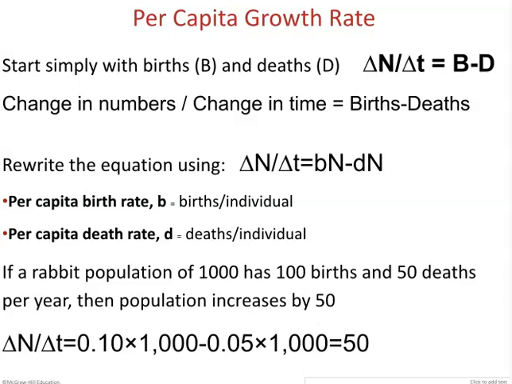The way we calculate this then is the change in number divided by the change in time, and it equals 0.1 times 1,000 minus 0.05, because 100 is 0.1, right? Of 1,000 times, to make 100 would be times 0.1. And then if we multiplied it times 0.05, we would get the 50. And that's how we're getting 100 minus 50 equals 50.